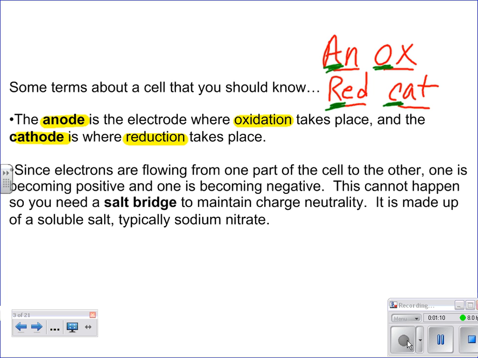Since electrons are flowing from one part of the cell to the other, one is becoming positive and one is becoming negative. So when we draw these voltaic cells, we have to draw something known as a salt bridge. A salt bridge is just any sort of soluble salt. Typically, sodium nitrate is a common one, or potassium nitrate, any soluble salt. We need a salt bridge to maintain charge neutrality. So let's see what all this means.